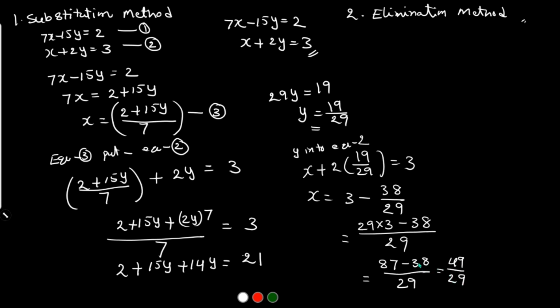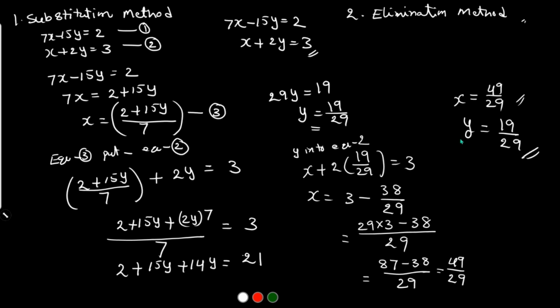Now by using the substitution method, we found the x and y. x is equal to 49 by 29 and y is equal to 19 by 29. So these two equations will be satisfied with this point. That means these two lines will intersect at that point: x is equal to 49 by 29 and y is equal to 19 by 29.